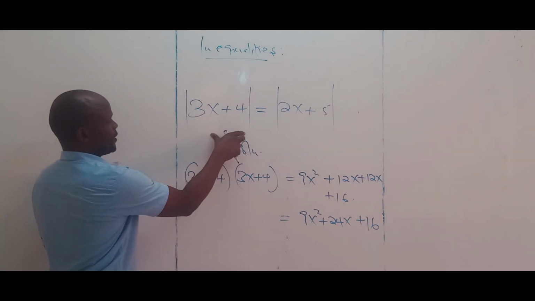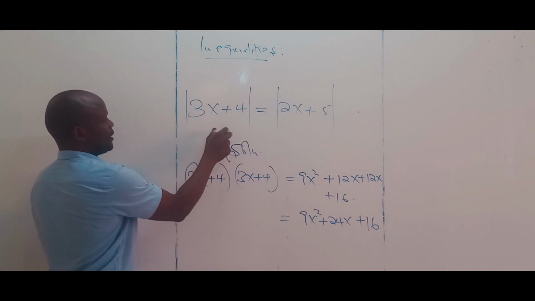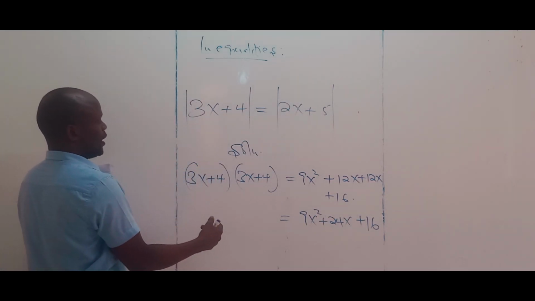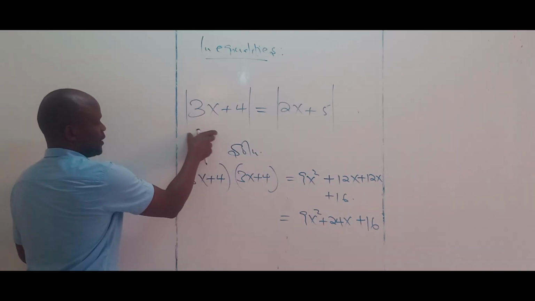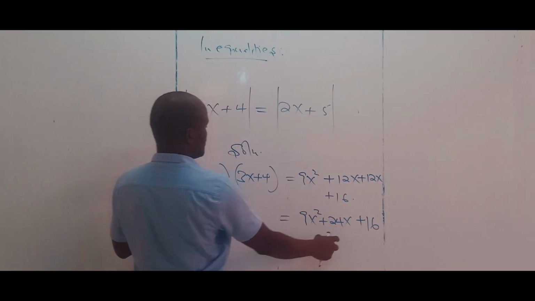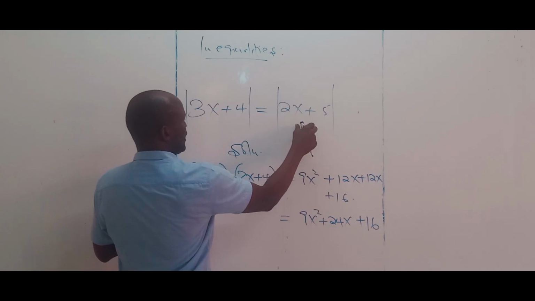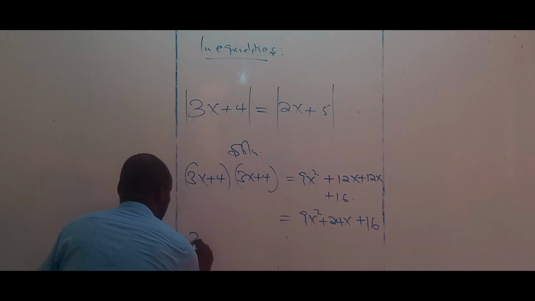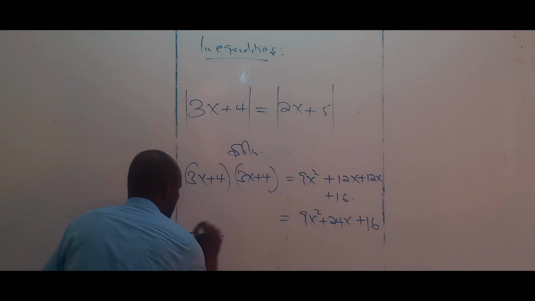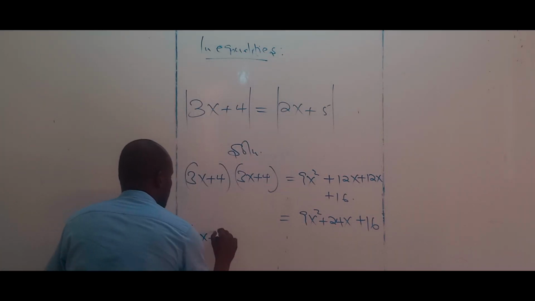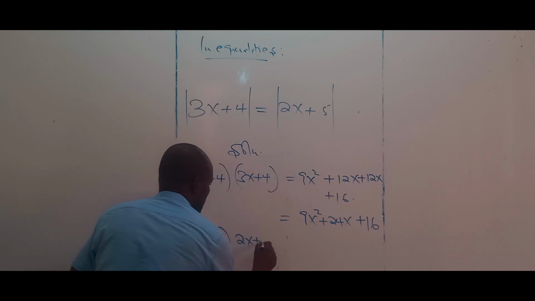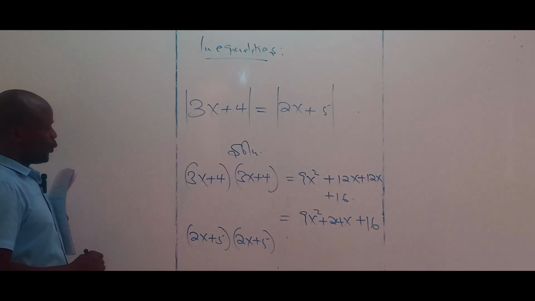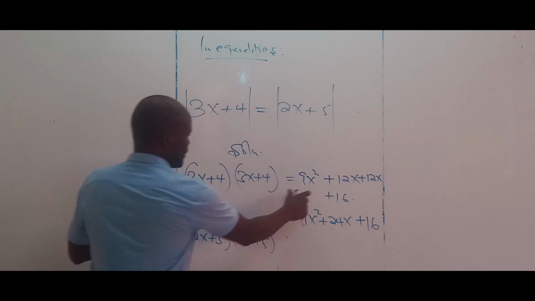Now that is this part. I've squared this, and that's what I get here. So it means that wherever there is this, I can then substitute this. But then let me see what we have by expanding 2x plus 5. So 2x plus 5 times 2x plus 5 will be, we do the same thing that we did here.